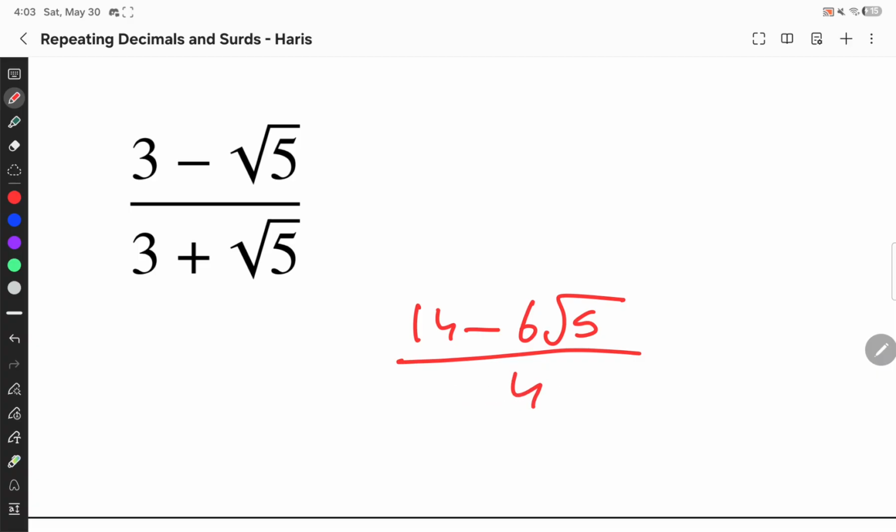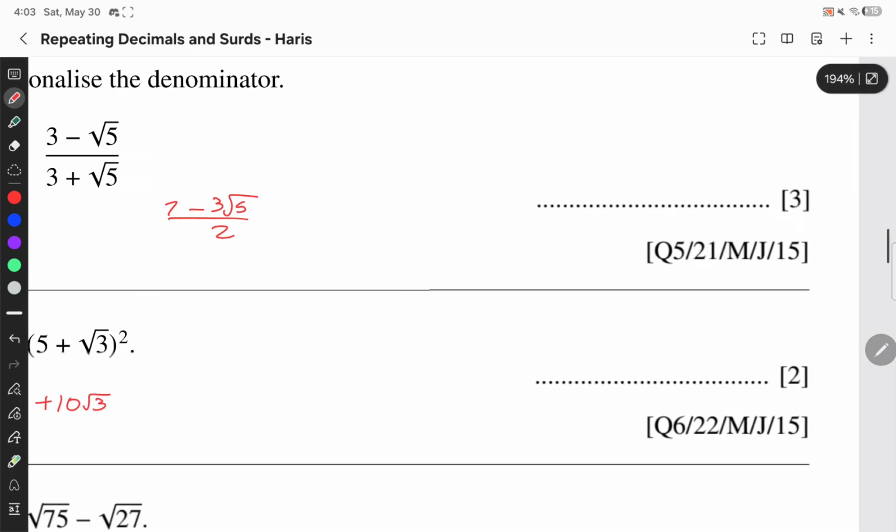Now here we can simplify this further. Let me get my calculator, not my calculator, of course, this is all from non-calc papers.